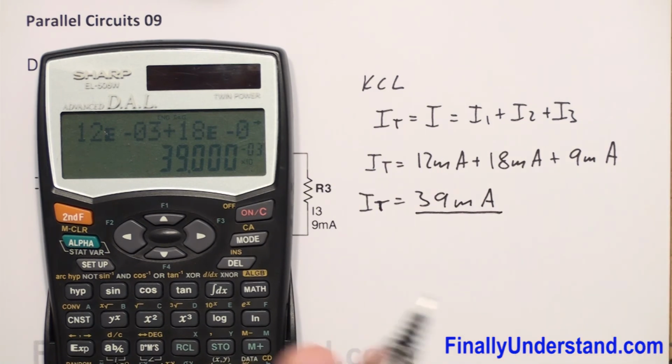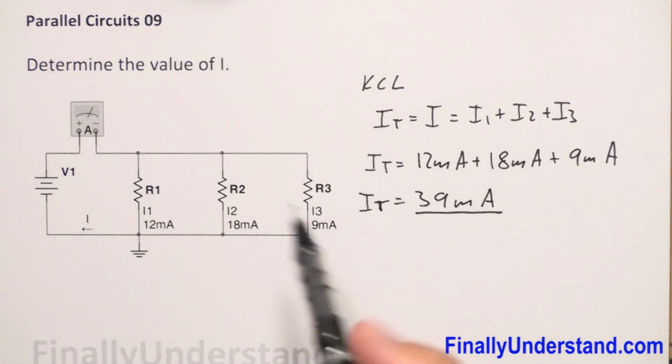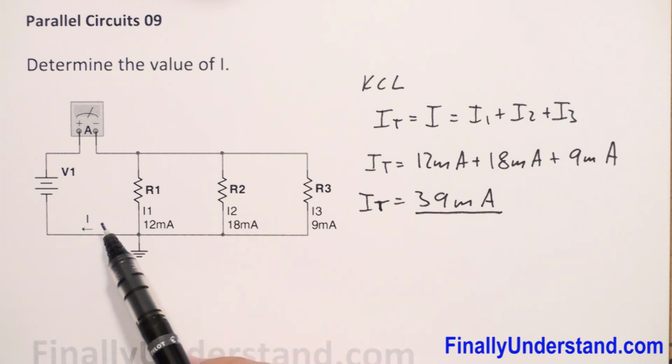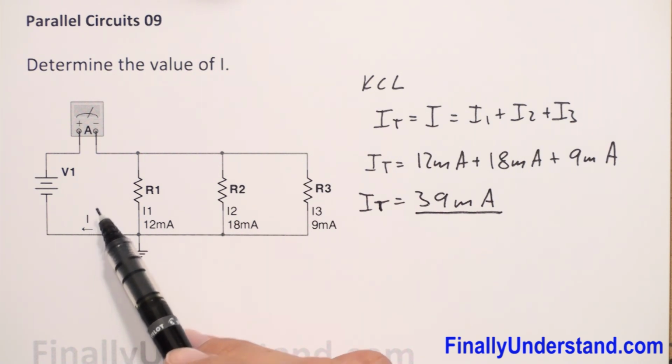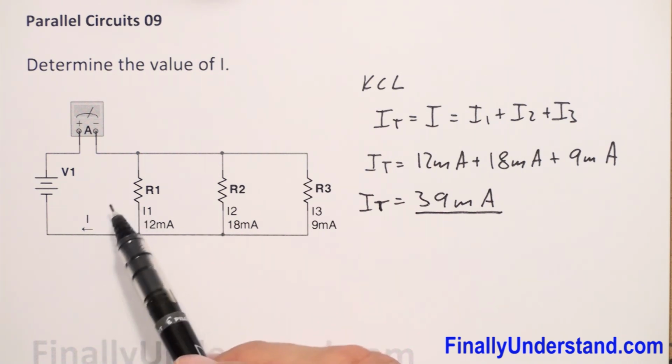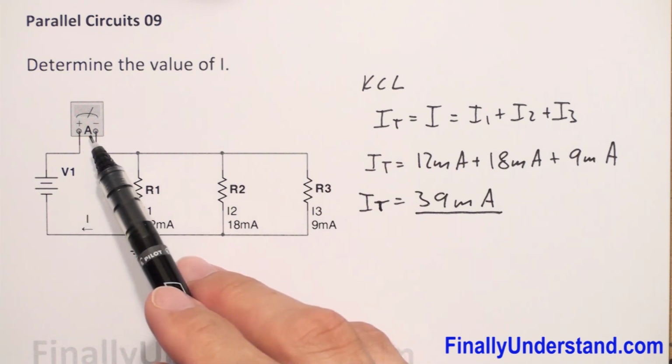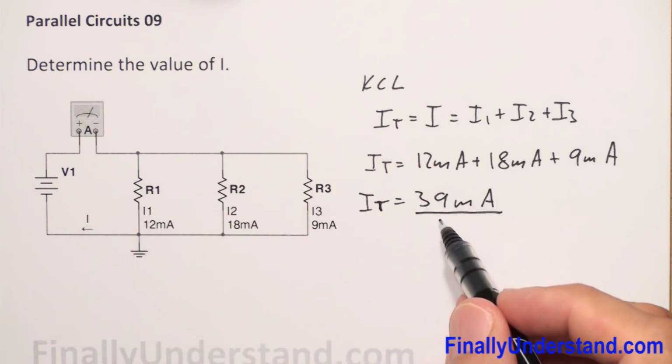Okay, and this is basically the value of the current which I call I total, or in the circuit it is I, and this is the value which is going to be measured by this ammeter. So this is my solution.